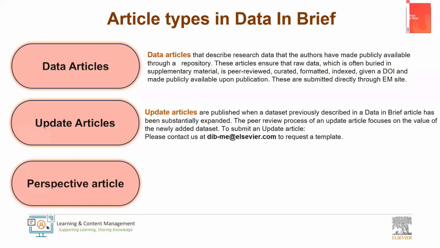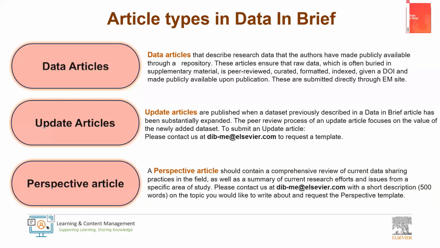So the next one is perspective article. A perspective article should contain a comprehensive review of current data, sharing practices in the field, as well as summary of current research efforts and issues from a specific area of study. You will have to contact the same email address with a short description of at least 500 words on the topic that you would like to write about and request the perspective template. The one main point to note here is that the templates for the update and perspective articles differ from that of a data article, and it is only available upon request from the editorial office via the email address that's mentioned here.